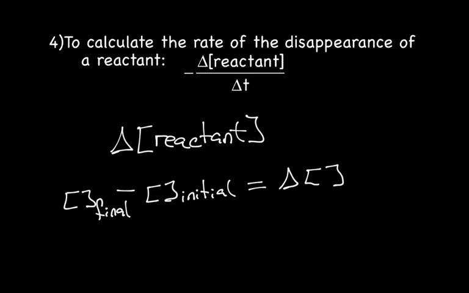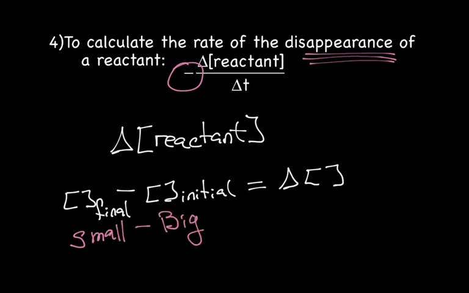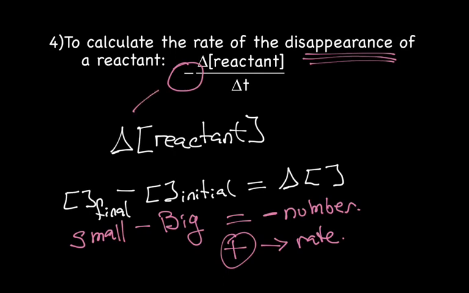Okay. You will note here that for calculating the rate of disappearance of a reactant, it's got a negative sign. The reason for that is because we're disappearing, the reactant concentration is decreasing, right? Which means that this is going to be a small number minus a bigger number, which is going to give us a negative number. And rate is always given as positive. So the rate is always positive, so we need to put a negative sign there.